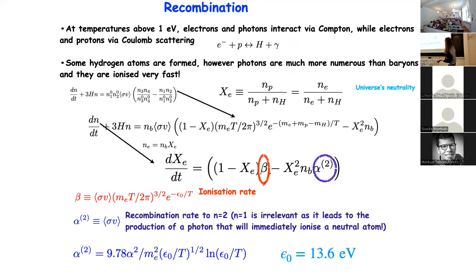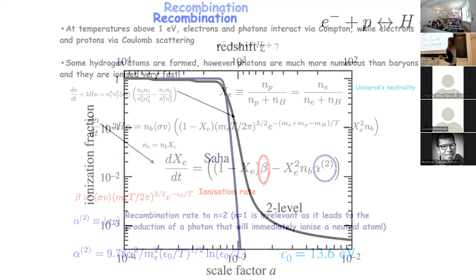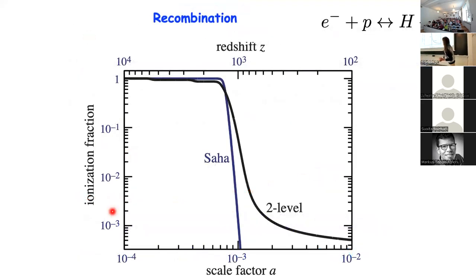Okay, so the universe neutrality ensures this, and we define this free electron fraction. And then the number of photons, at equilibrium and not at equilibrium, let's say it's the same. So here we can simplify this equation and get the evolution of the free electron fraction. What I want you to remember here is that what matters is the recombination rate to n equal 2, because the recombination rate to n equal 1 is irrelevant, because each time a hydrogen atom is formed, a high energy photon will ionize it. So, free electron fraction as a function of the scale factor.